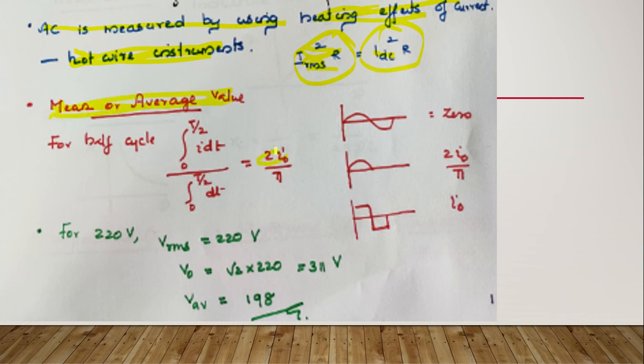For a half cycle, you know the value for AC is 2I0 by pi. But for the full cycle, it is 0. And for the rectangular wave, it is I0. And if we take the RMS value as 220 volt, then the peak value becomes 311 and the average value becomes 198.